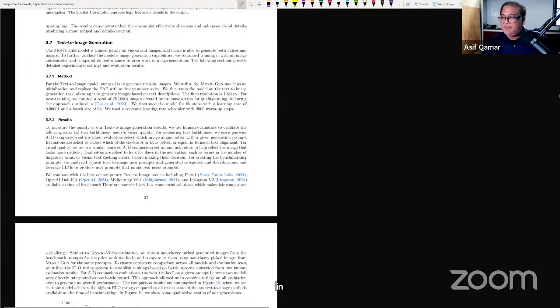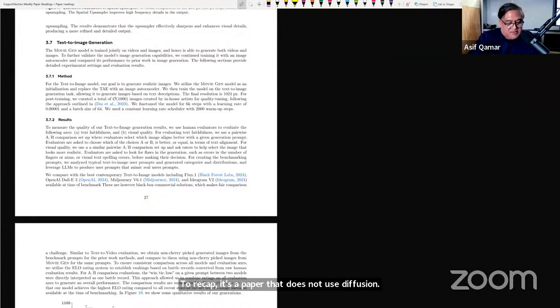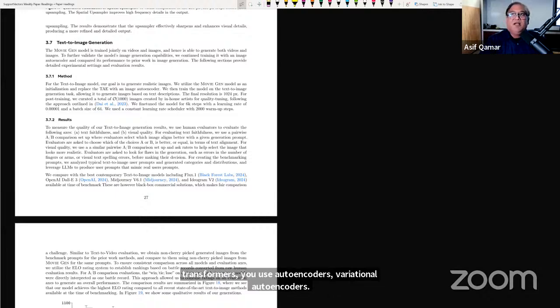Again, to recap, it's a paper that does not use diffusion. If you remember Sora's approach, a lot of the other commercial models are diffusion-based models. This model is very simple. It says that you use transformers, autoencoders, variational autoencoders, temporal variational autoencoders, and you use flow matching. Flow matching is, again, a paper that came out, if I'm right, from Meta itself. Together, these make for a relatively simple architecture.